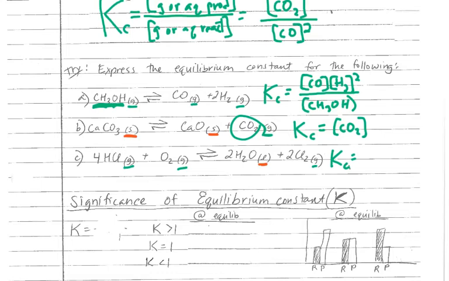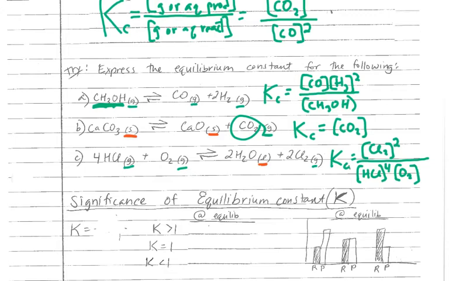Liquids, remember, do not have concentration unless they are solutions, and then they are aqueous. So the equilibrium constant expression for this is going to be the concentration of the product, Cl2, with a coefficient of 2, which becomes the exponent, divided by the concentration of the reactants, HCl to the 4th power, and O2.